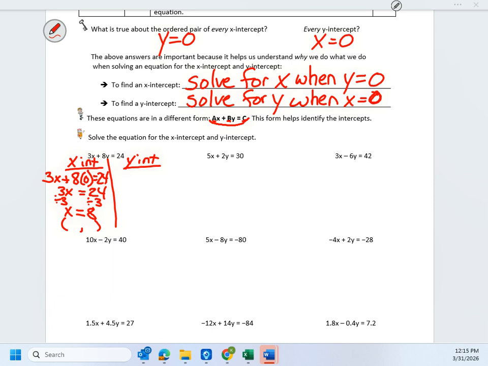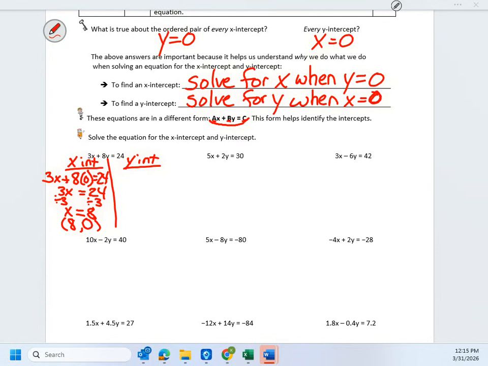Because, wait, no, 8, 0. X equals 8, right? Henry forgot to look down to that next step, right? X equals 8, so I'm going to put an 8 in for the x, and I know y equals 0 whenever it's an x-intercept. You have to go through this step by step.